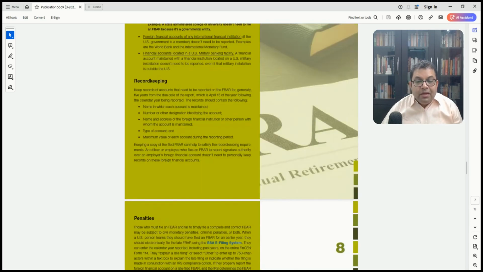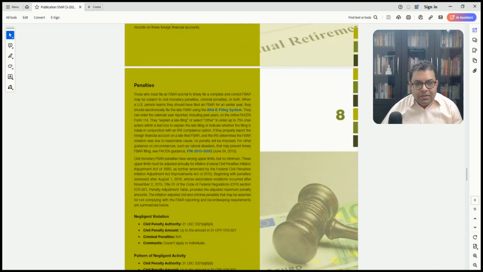Okay, then there are record keeping requirements. Basically, you need to keep the records of the accounts for 5 years from the due date of the report. For example, if you have filed a report for the 2023 calendar year on April 15th, 2024, then for 5 years from the due date, until April 2029, you'll have to maintain the records, right? So those record keeping requirements are there.